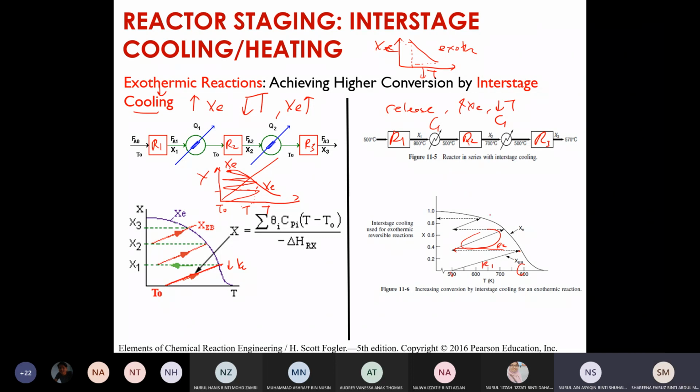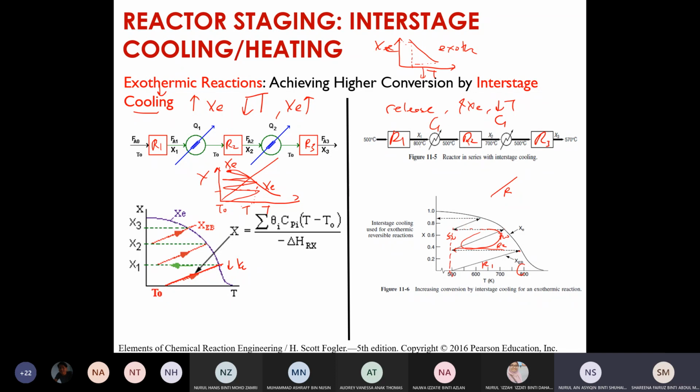This slanted line, the diagonal, would represent the R. For R2 it has already increased, but we want to increase the conversion further, because usually we want the highest conversion in order to have a high amount of product. So we try to add more interstage cooling in order to increase the XE by lowering the T. From here we have 700. At reactor number 2 we want to lower down to 500 before it enters the next one. Usually this will be the same, at 500, so it will be placed here.